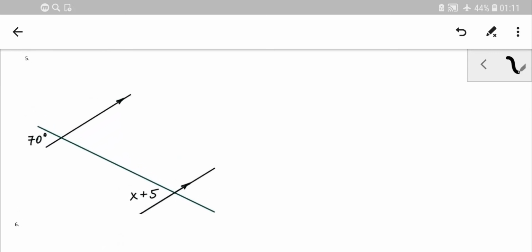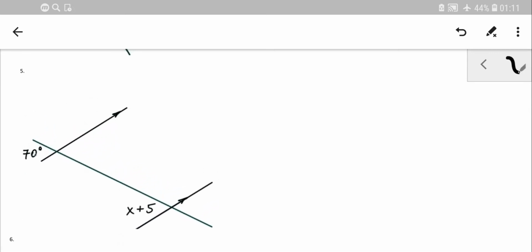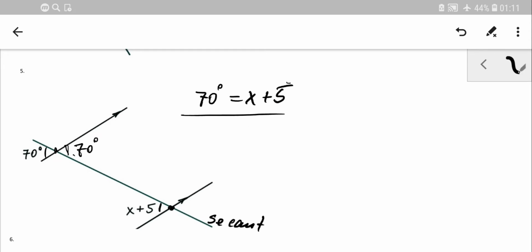Next one, problem number 5. So 70 and x plus 5. Alright, what we know about them: two parallel lines and a second line, the line that cuts parallel lines in 2 points. So what we know, they are corresponding. They should be the same. If you're not sure, you can go to vertically opposite, and then 70 and x plus 5 are alternate angles, they're also the same. Alright, so we have 70 equals x plus 5, from where x is simply 65.